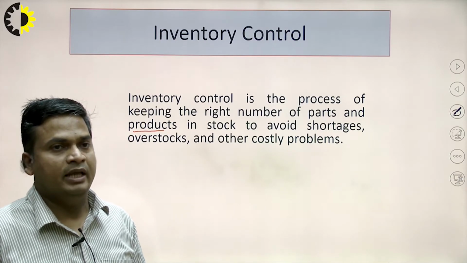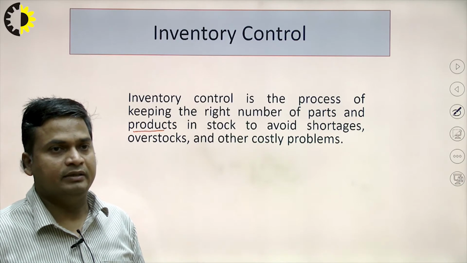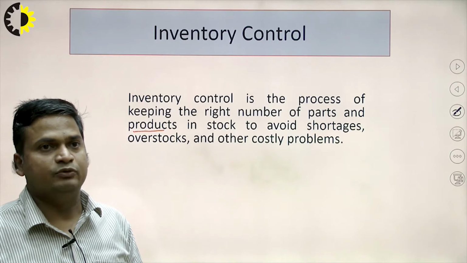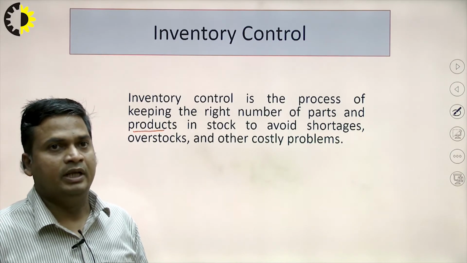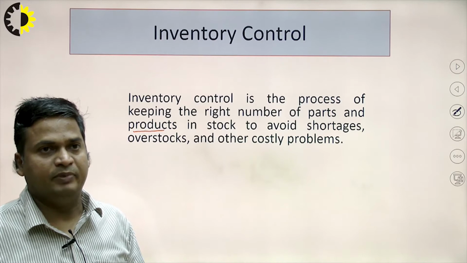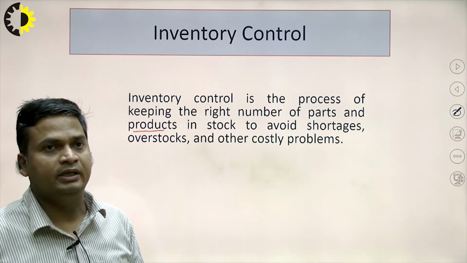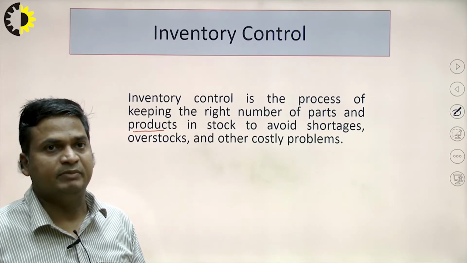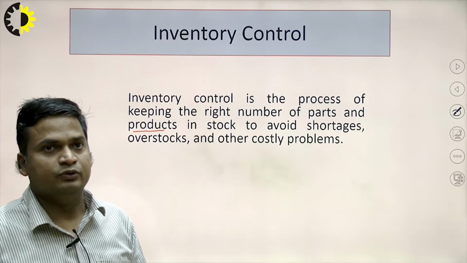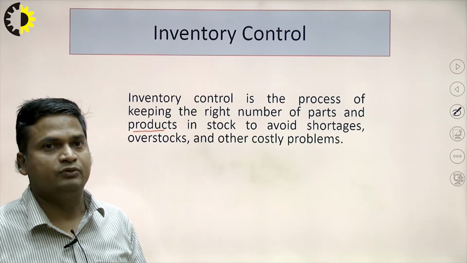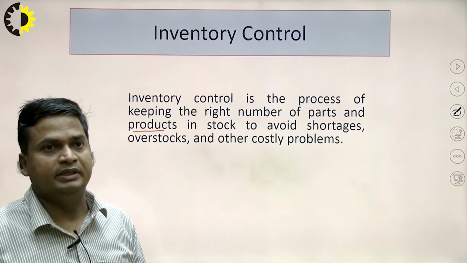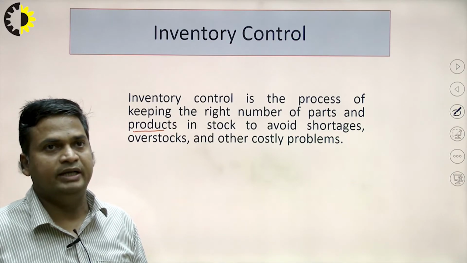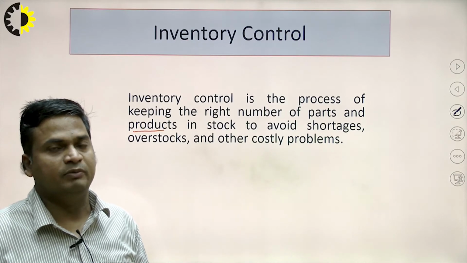Overstocks means we have to maintain the inventory, and we have to place that extra inventory in some warehouse, and we have to pay for that, like rent. Some fragile items are there, so we have to maintain those. Some items depend upon the climate, so some air conditioning is required. All these costs come under overstocks, and some other costly problems are there. So, our aim is to find that quantity at which the total cost will be minimum.